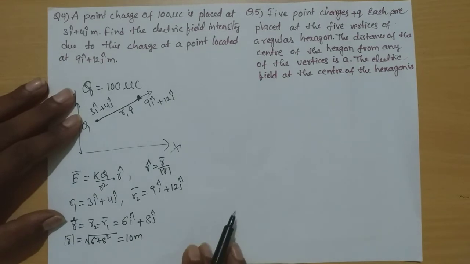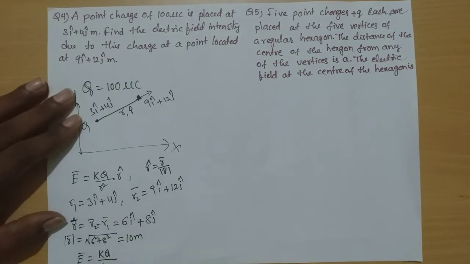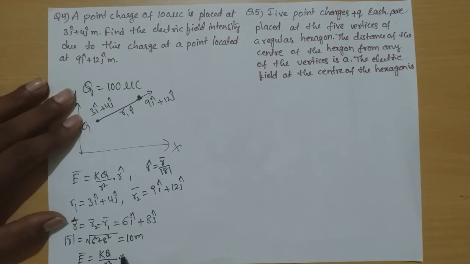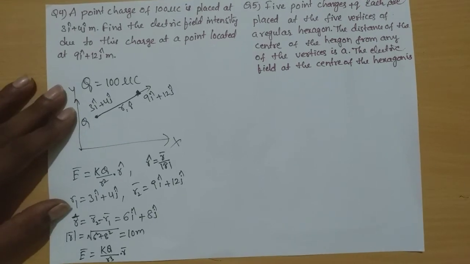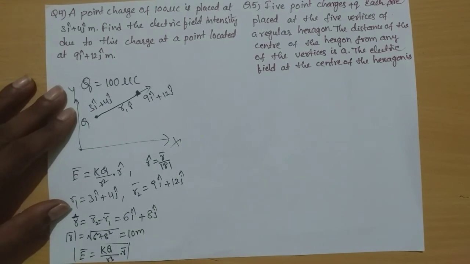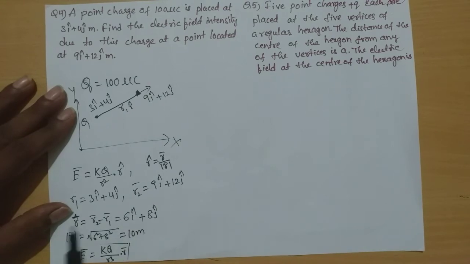Okay, completed now. So from this we can write E bar equal to the direct formula, k q by r cube into r bar. This formula we have to use. Okay, this is the formula: E bar equal to k q by r cube into r bar. Suppose you see the options, if the options are in vector form, then use this formula.